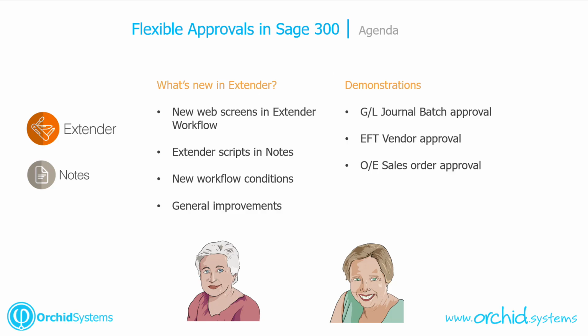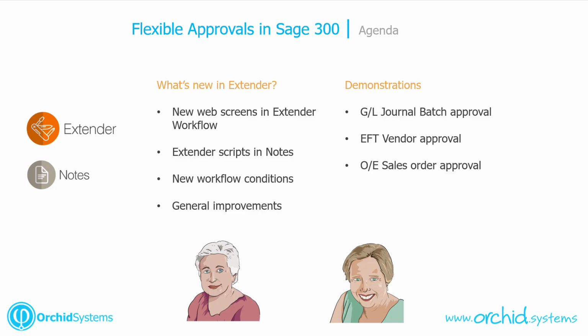We will go through the new web screens in Extender Workflow, the ability to run Extender scripts in Notes on the web screens, new workflow conditions, and general improvements. So the new features will make the workflow available to Sage 300 web screen users, and these improvements came directly from feedback from users and partners who wanted workflow rules that are easier to configure and maintain, and an approval experience that fits the way people actually work.